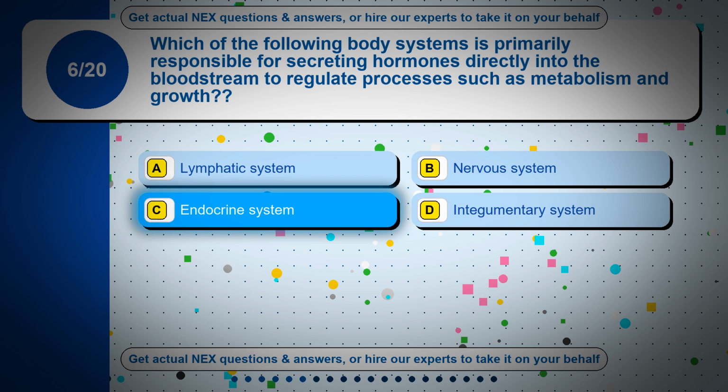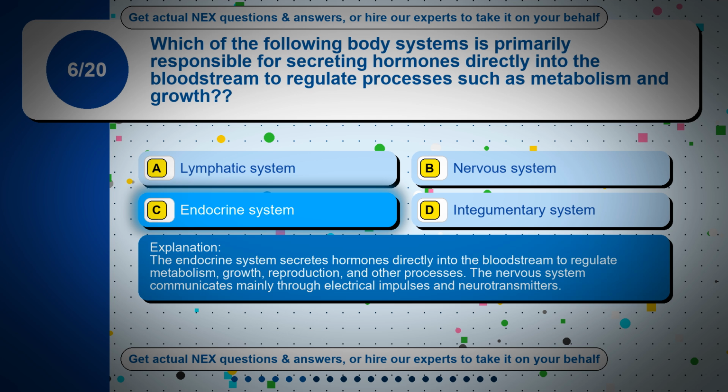Endocrine system. The endocrine system secretes hormones directly into the bloodstream to regulate metabolism, growth, reproduction, and other processes. The nervous system communicates mainly through electrical impulses and neurotransmitters.